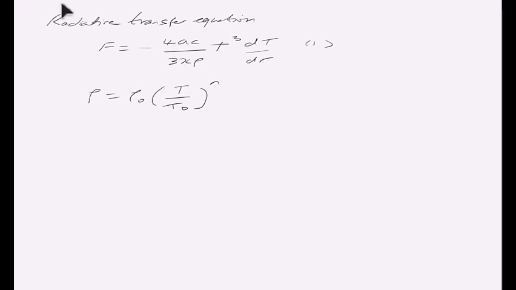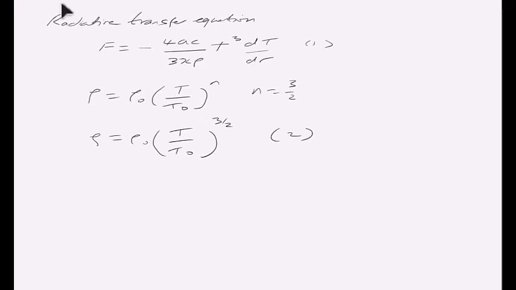So for example, if n is equal to 3 over 2, this is something you might experience in a fully convective star, in which case rho is equal to rho naught T over T naught to the power of 3 over 2. So that's our equation 2. And what we would do now is substitute equation 2 into equation 1, because we've got density on the bottom here.